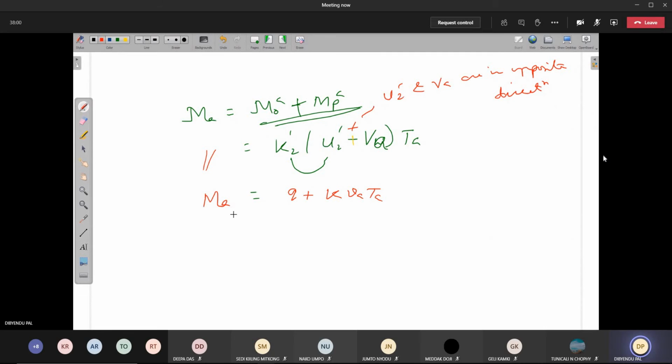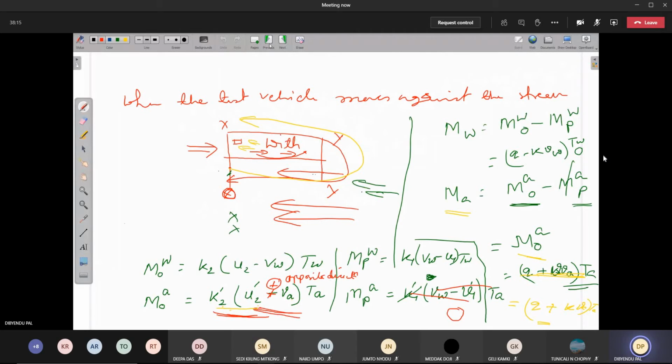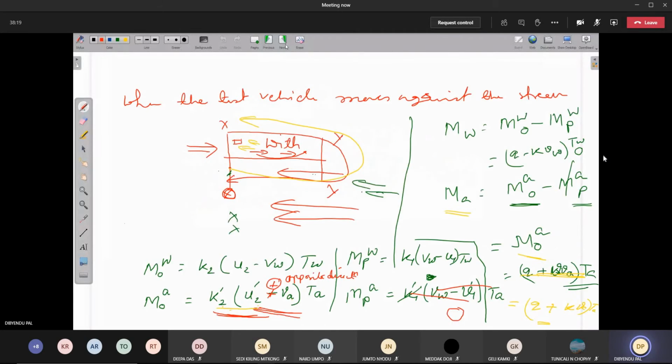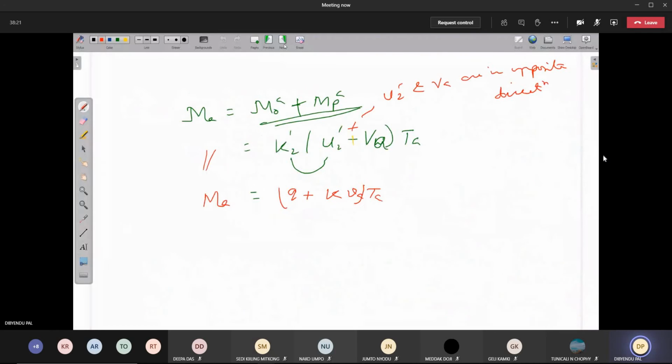What are we supposed to find out? What was our objective? Q, K, V. TA is there, so we can write it out, and we have calculated that. So MA we have calculated here. Similarly, if you recall last class, MW also we have calculated. Then I think the next page we have done.